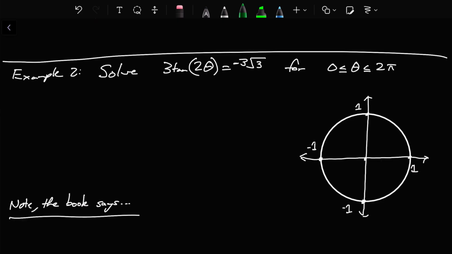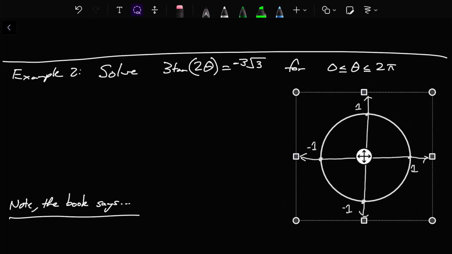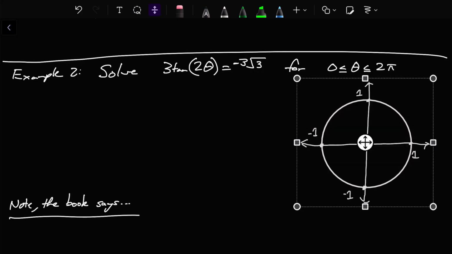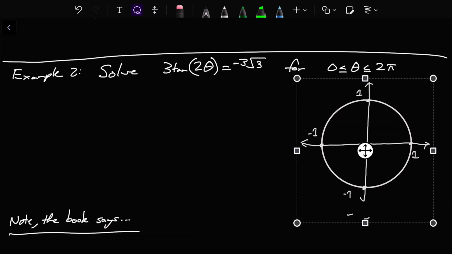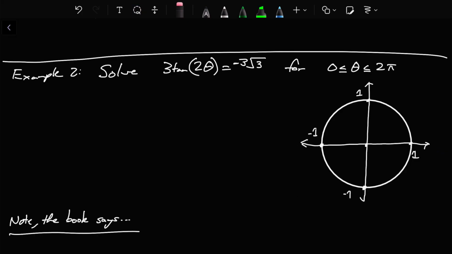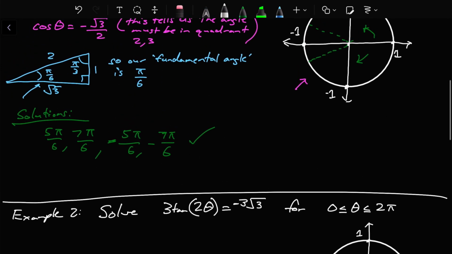Example number 2. Solve 3 tan of 2 theta equals negative 3 root 3. Okay, so let's not freak out too much about the negative just yet. Let's actually just work kind of normally. So let me just move this unit circle up a bit so that way we don't get into any pickles, and I'll make a bit more space here. We are also going to make a little bit of a note of what your book says, because your book says something quite interesting and I want to show you why it's helpful but not necessary. So we're just going to solve it like normal, right? What color did I use? I used pink.